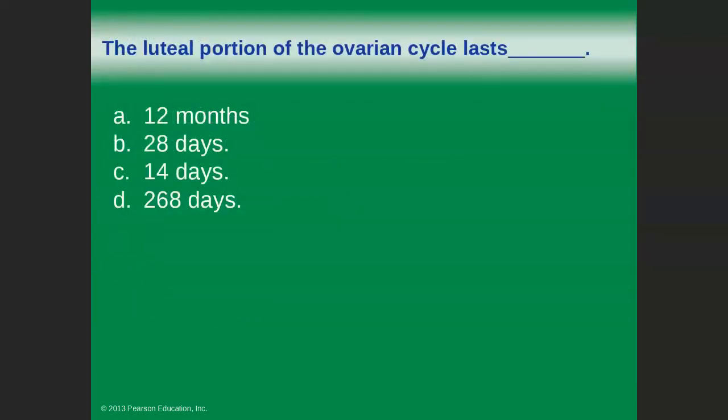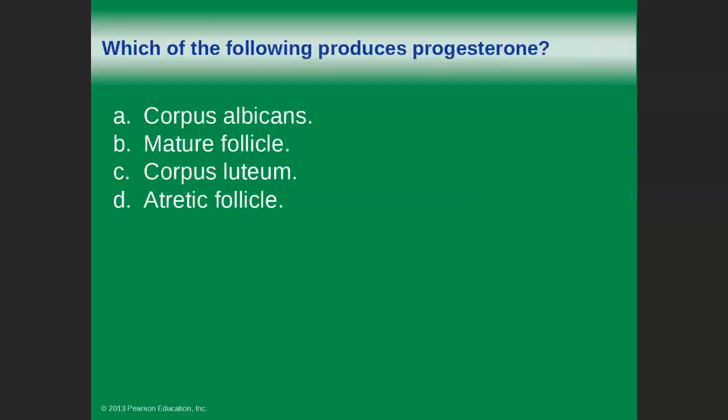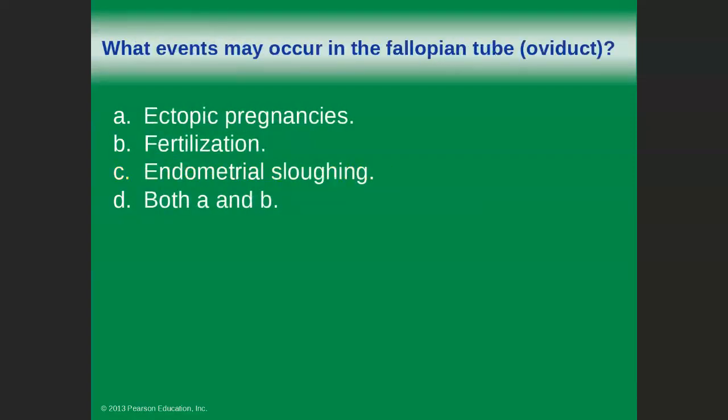The luteal portion of the ovarian cycle lasts exactly 14 days. Corpus luteum. Ectopic pregnancies, fertilization, endometrial sloughing.